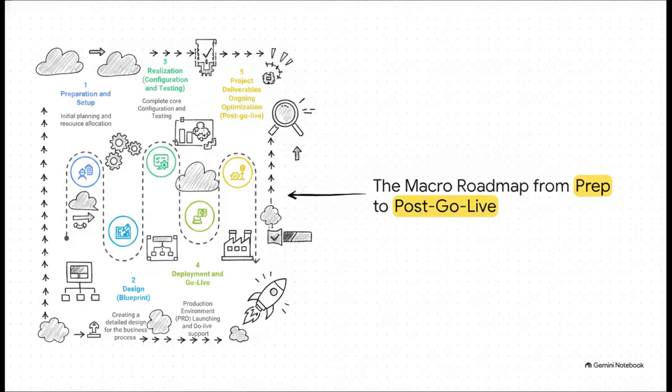Picture a macro roadmap spanning all the way from prep to post-go-live. We move sequentially, right? Starting at phase 1 for preparation and setup, moving down into phase 2 for design and blueprinting. Then, the path curves over to phase 3, realization, which is where the configuration and testing happen, before we plunge straight into phase 4, the absolute pressure cooker of deployment and go-live. Finally, we arrive at phase 5 for ongoing optimization. It's a continuous, winding journey where every single step relies entirely on the success of the one right before it.